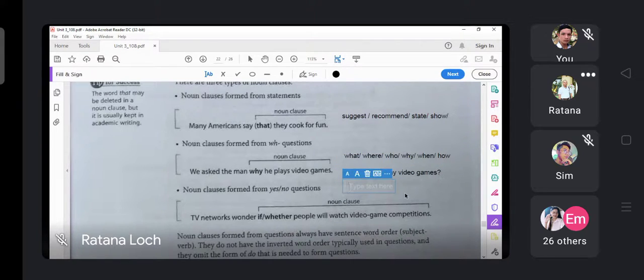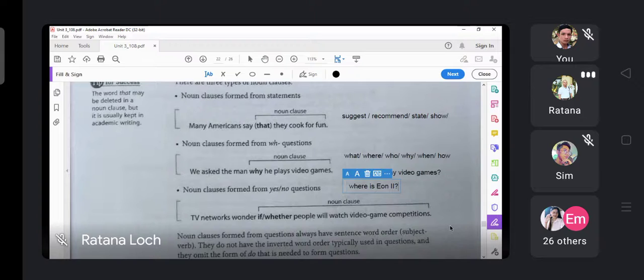The noun clause in case of indirect question and direct question is different. We just change the position. Where is he going to? Okay, so you just say, excuse me, where is he going to? Okay, so really short, right?